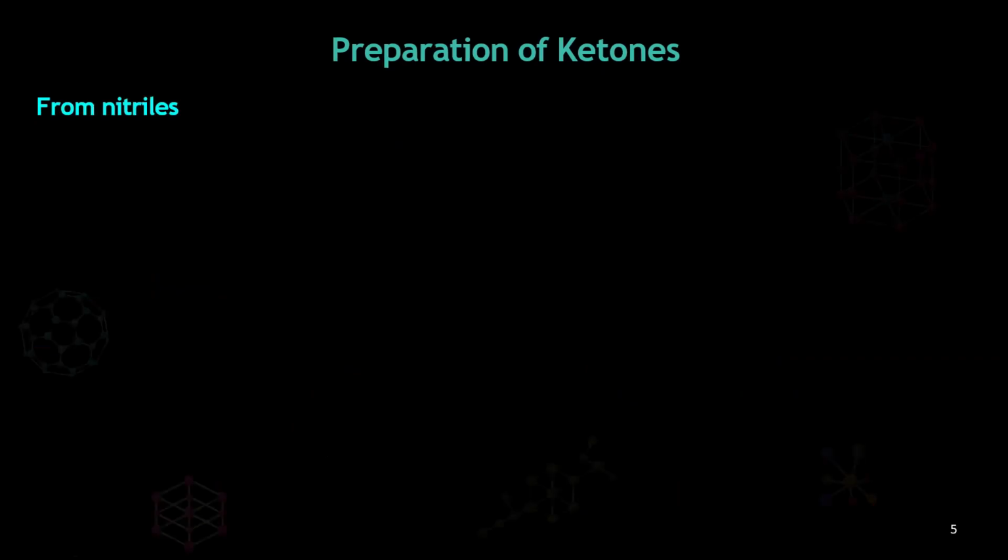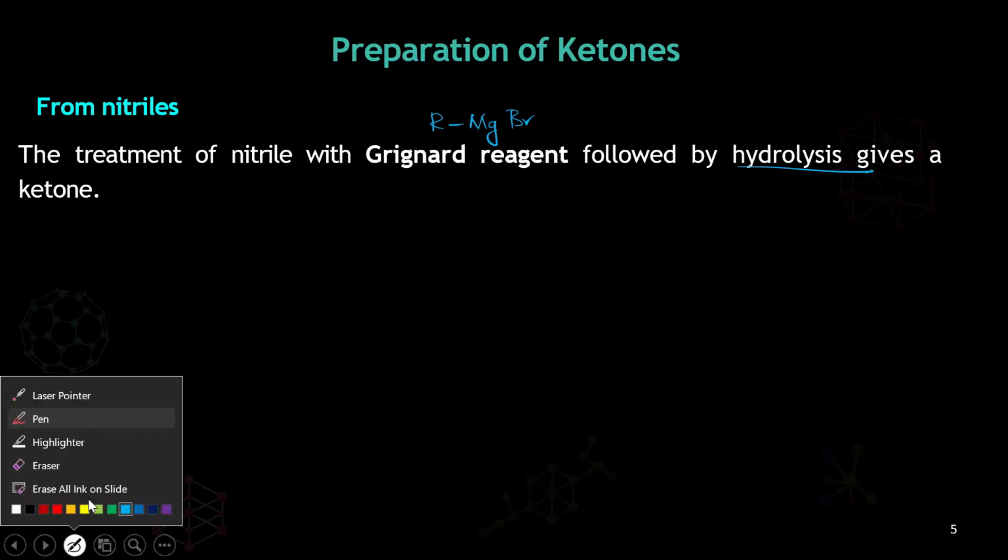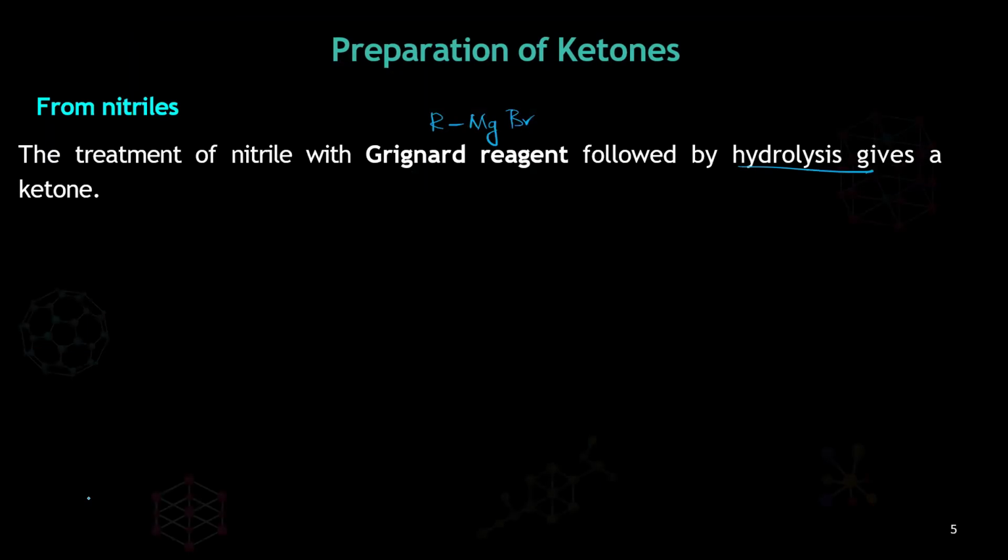So next one, using nitriles. The treatment of nitrile with a Grignard reagent. What is a Grignard reagent? It's nothing but RMgBr. And followed by hydrolysis, it gives a ketone. So let's write a general step.